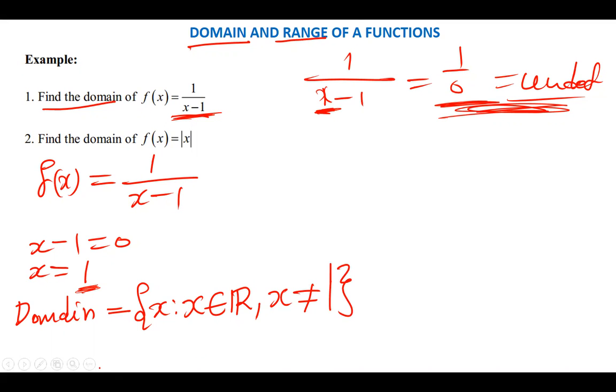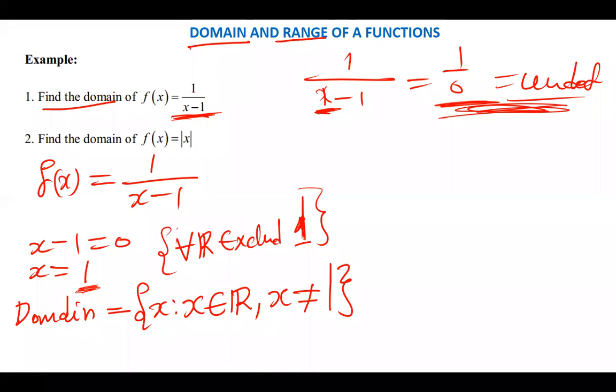That's why in the descriptive form, we can just say the domain is, let me just write it here, all real numbers excluding 1. That is the other way you can write this. So the domain is simply all real numbers excluding 1.